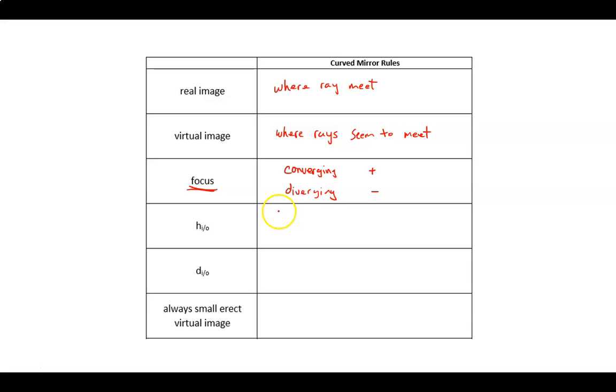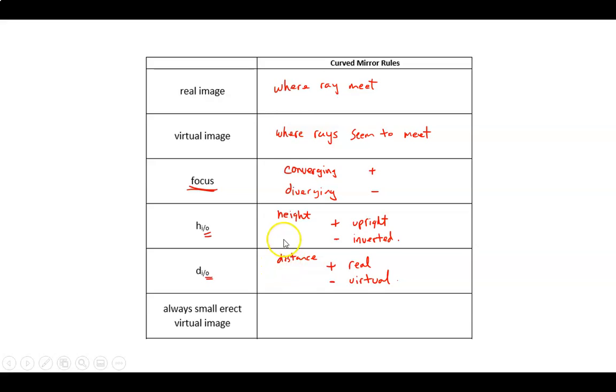HI and HO stand for height of the image and object, and positive numbers represent upright. Negative numbers represent inverted. Now, objects are always positive. They're always upright to begin with. DI is the distance of the image, and positive represents a real image, where negative represents a virtual image. And again, all objects are placed at a real distance away.